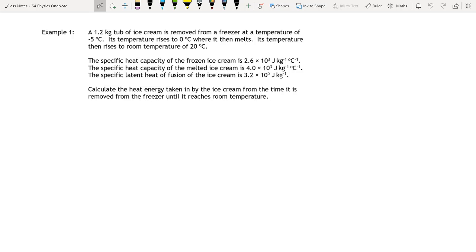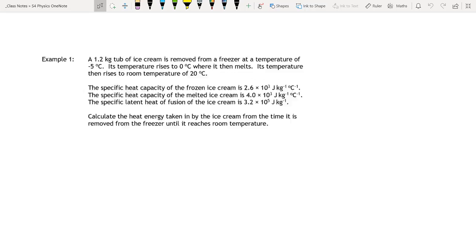Okay, so we have talked about specific heat capacity, and now we've talked about latent heat. There's two different latent heats: vaporization and fusion, depending on whether you're going from a solid to a liquid or a liquid to a gas, or the opposite way around.